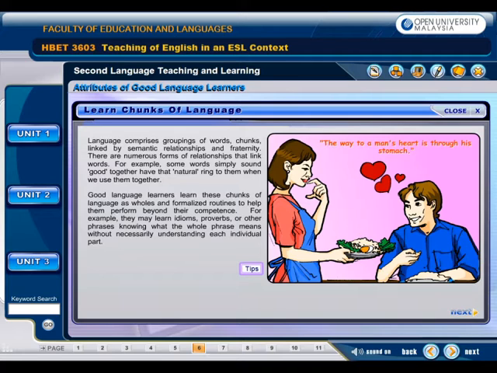For example, they may learn idioms, proverbs, or other phrases, knowing what the whole phrase means without necessarily understanding each individual part.